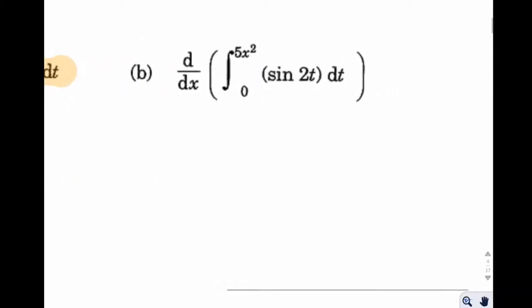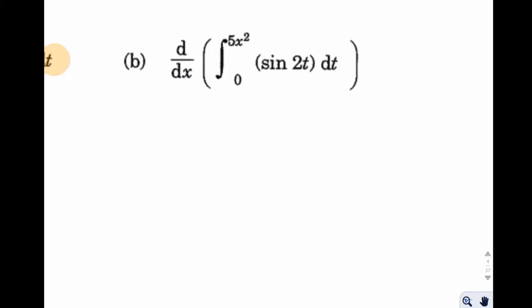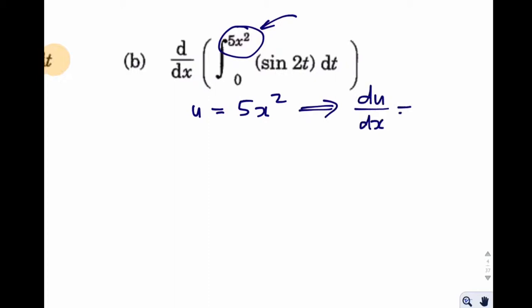Part B. This one's a little bit different. In this one here, we haven't got from a to x, the normal formula. We've got from 0 to 5x squared. Now this is important because this thing here is not just x. If that was 2x or 3x or any function of x, then we need to take that into account in our answer. So let's define a different variable: u is 5x squared. And we're going to use the chain rule here. So du dx is 10x. You're going to see how that applies now.